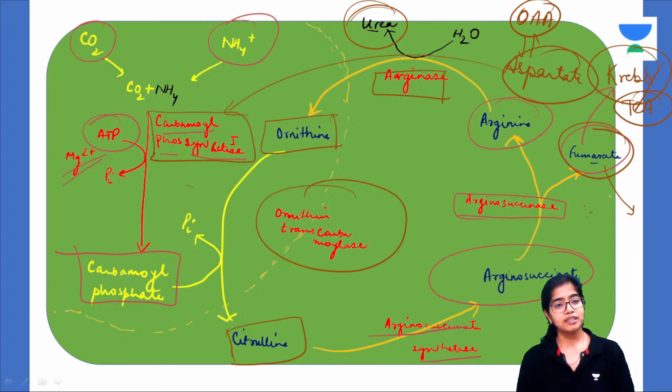Now, what will happen is, this arginine is then going to convert through arginase into urea. It is going to produce urea and it is going to convert to ornithine. Okay? Understood?